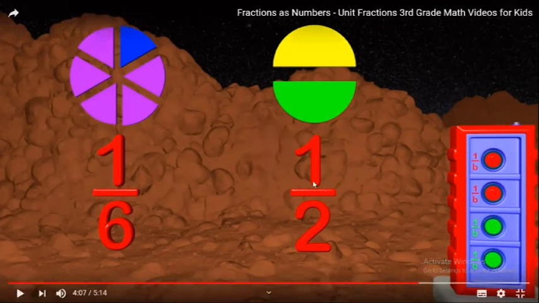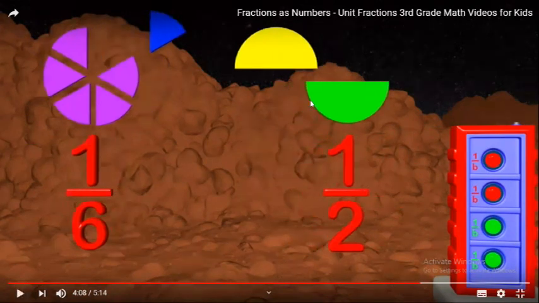But wait. So this is a unit fraction and this is also a unit fraction. Why is this a unit fraction? Because it's one part of the whole. One part here, the green. The whole is all the circle.